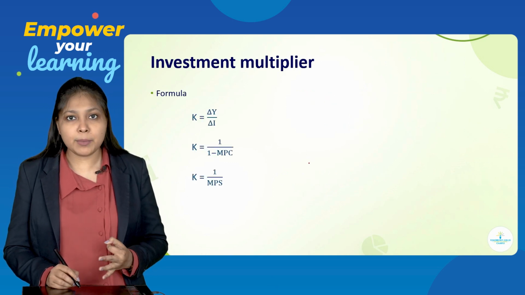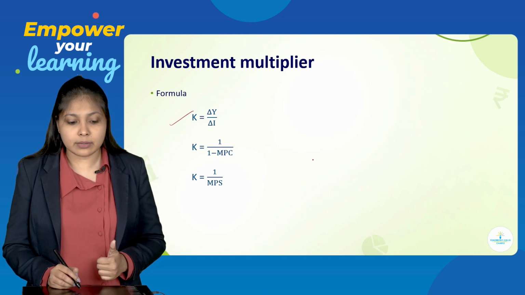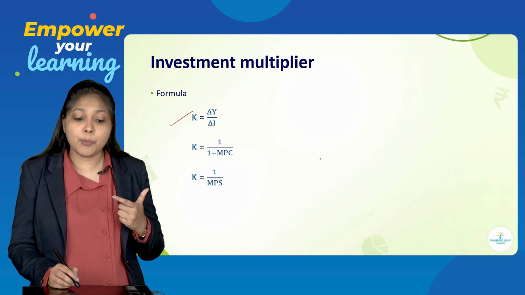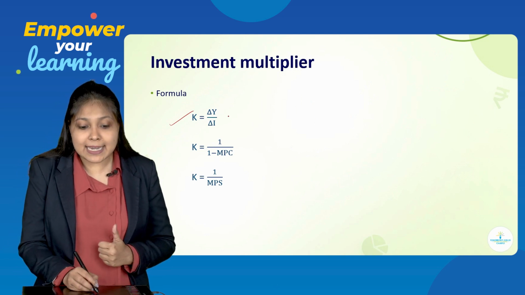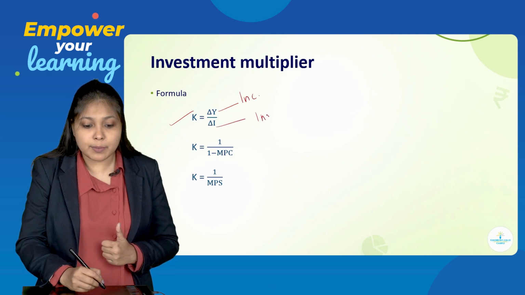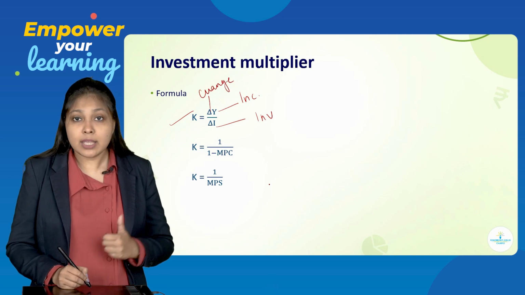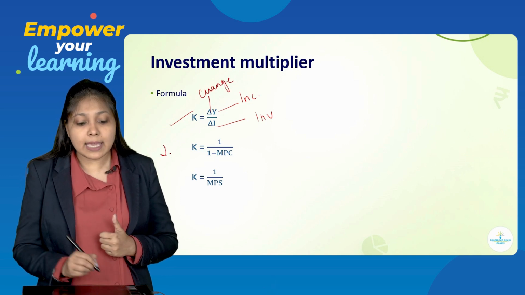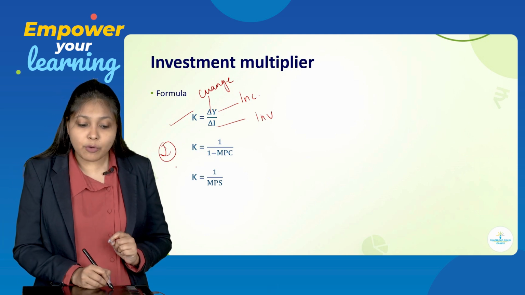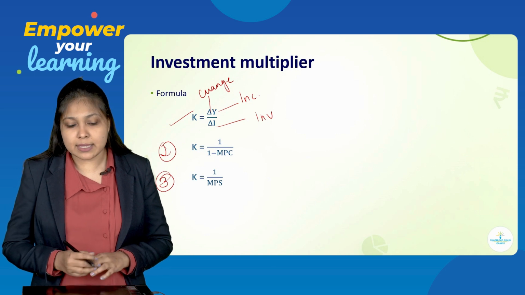Next, the 3 multiplier formulas which we saw. First, K is equal to change in Y upon change in I. Y stands for income, I stands for investment, and delta shows the change. The second formula is K is equal to 1 upon 1 minus MPC. And the third formula is K is equal to 1 upon MPS.